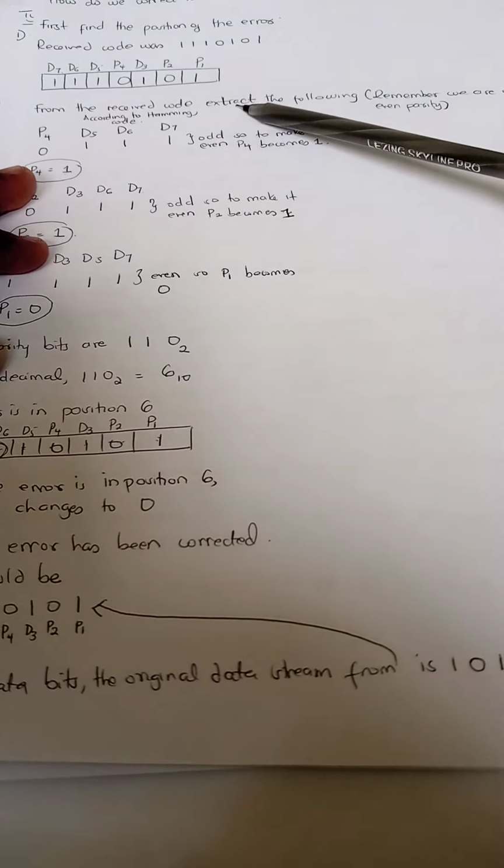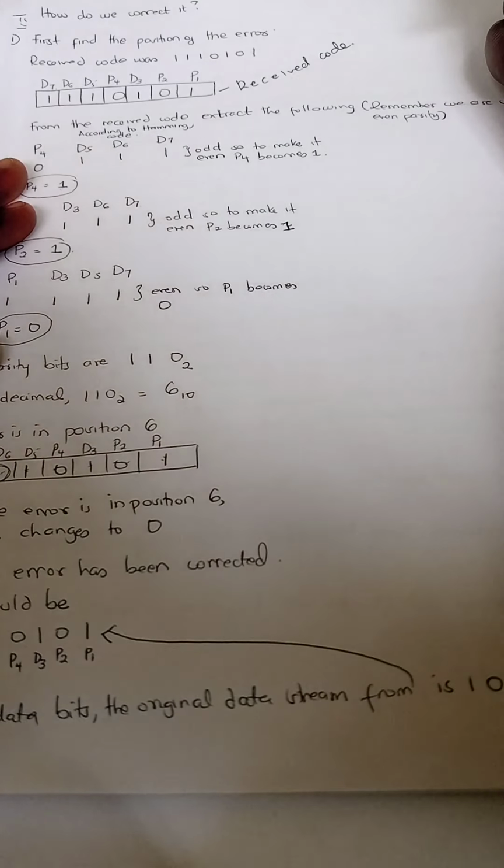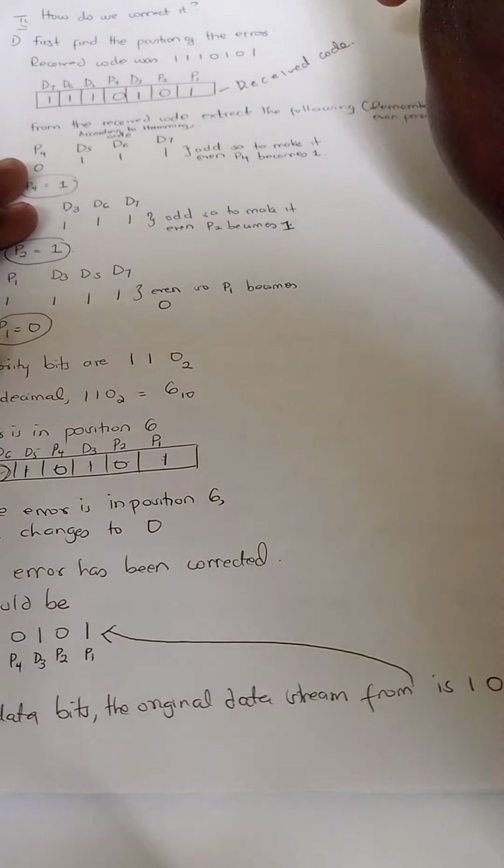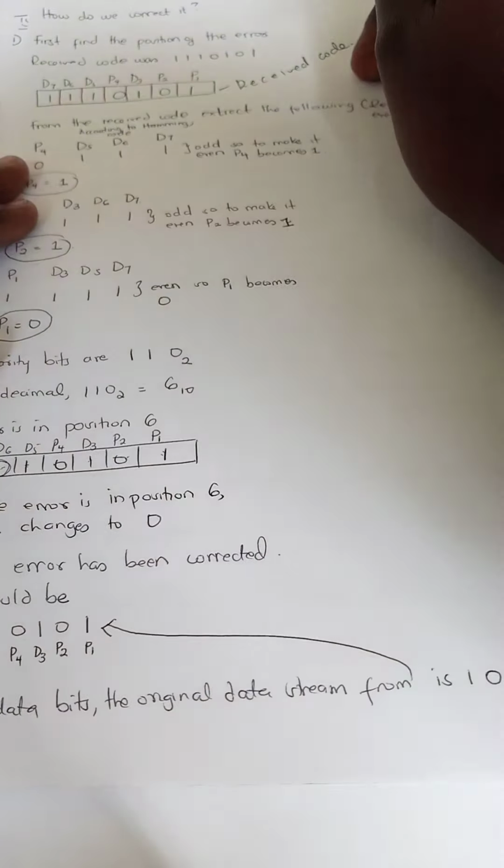So this was the received code, yeah. So we've already known that there's an error, so we need to find the position of the error and correct it. Okay, so writing it out this way, we start with parity 4. Okay, so parity 4, we know it is given by 5, 6, and 7. Yeah, so 5, 6, and 7 are 1, 1, and 1. And in the received code, parity 4 was 0.